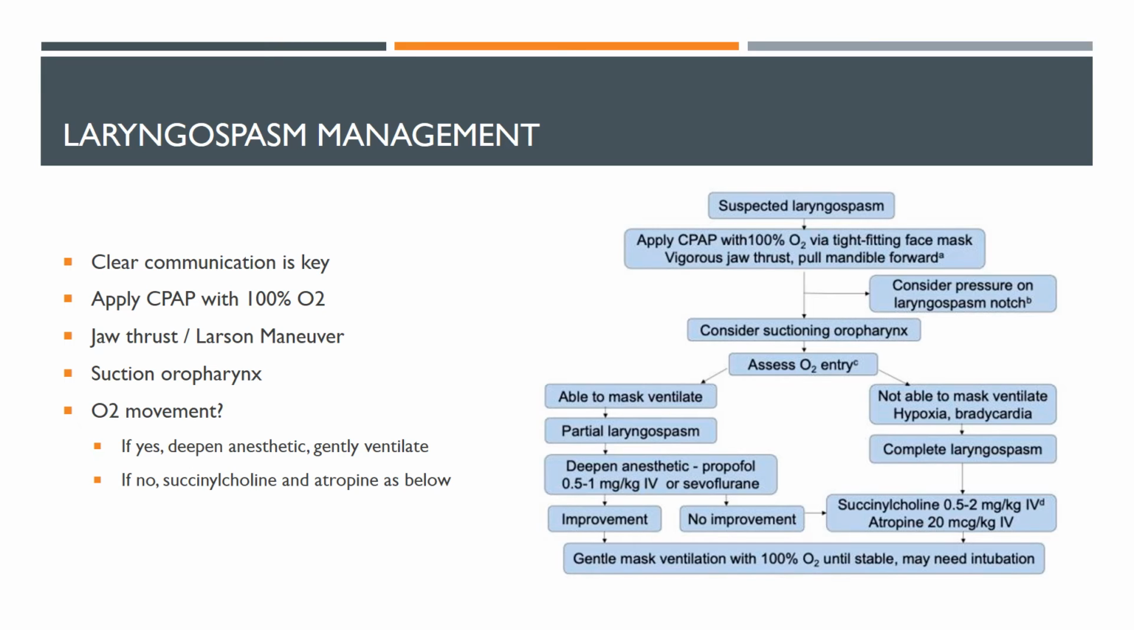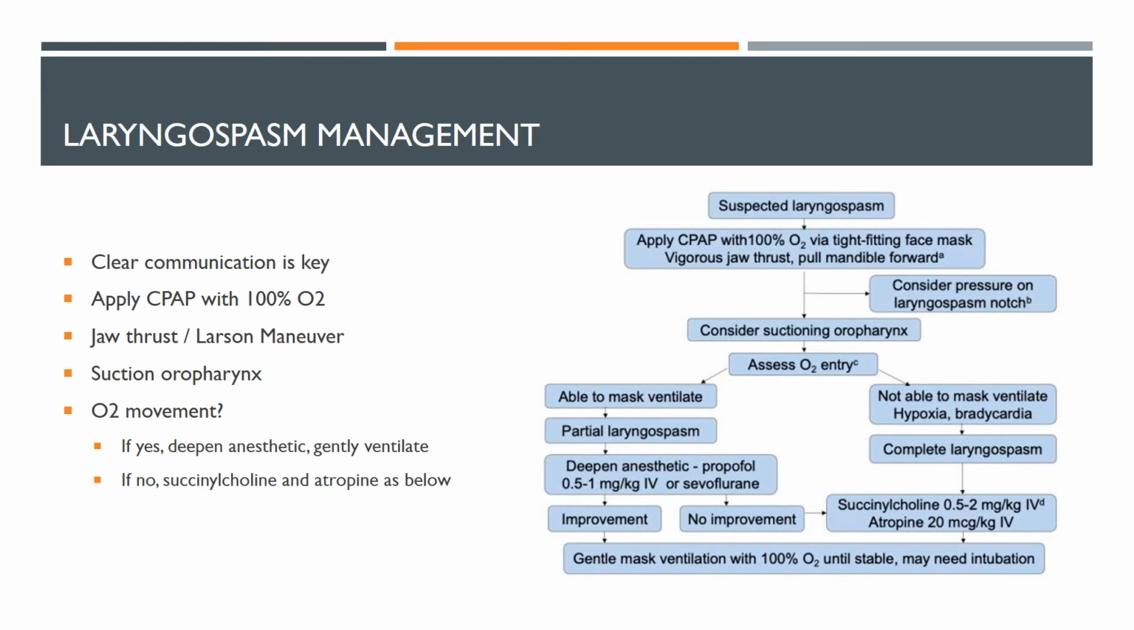If we are able to get oxygen through and ventilate with a mask, this represents partial laryngospasm. We can overcome this by deepening our anesthetic, either with propofol or with inhaled anesthetics. If there is improvement, we can gently mask ventilate the patient through until they wake up.